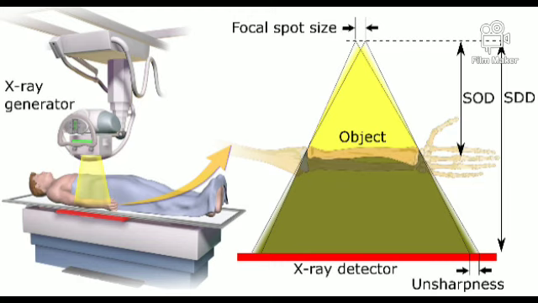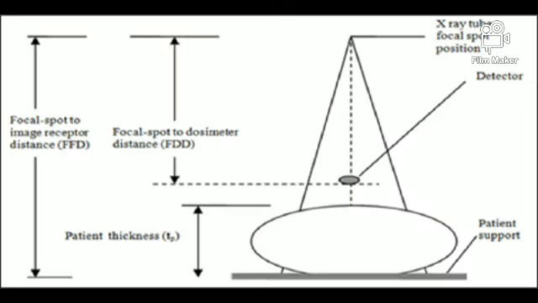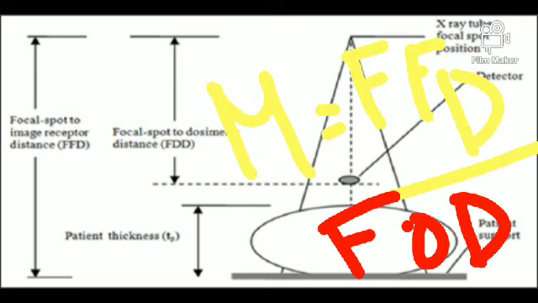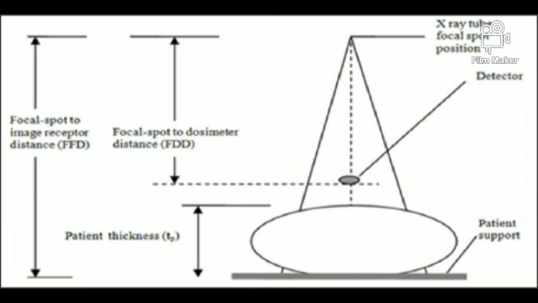If you want to know about the focal spot size, you also have to know about one term that is known as magnification. Just keep in mind, magnification is nothing but the relation between the image size and object size. You can see in the image the object and this is the image. And how do we find the magnification? Magnification is FFD by FOD, focus to film distance by film to object distance, or you can say magnification is image size by object size.